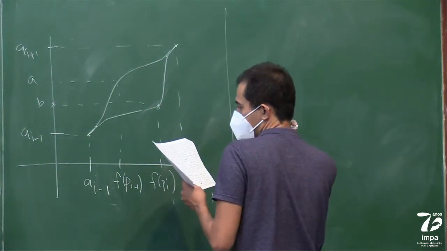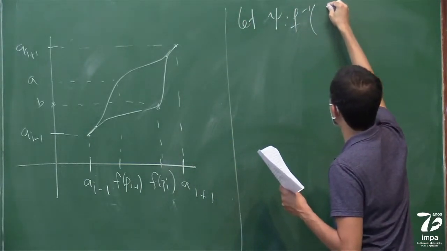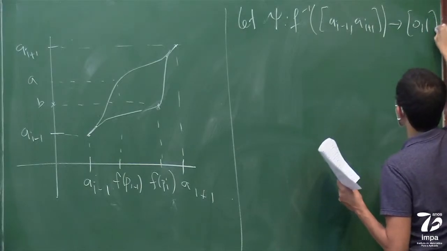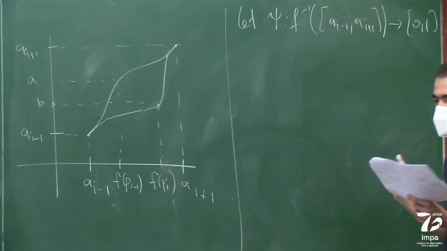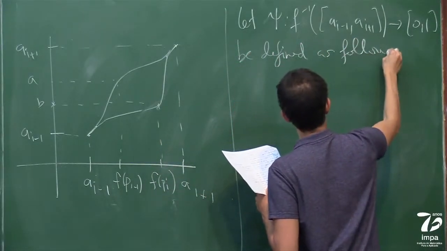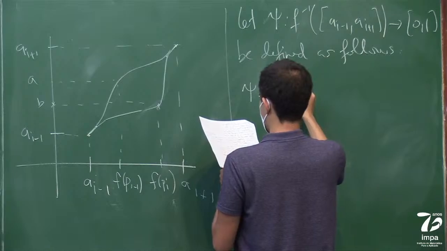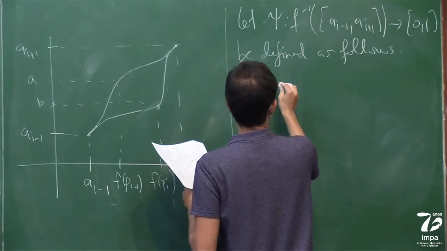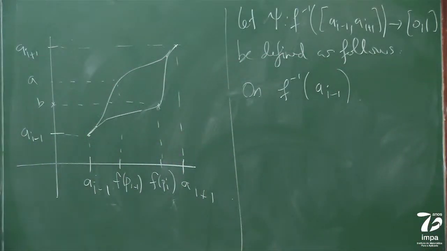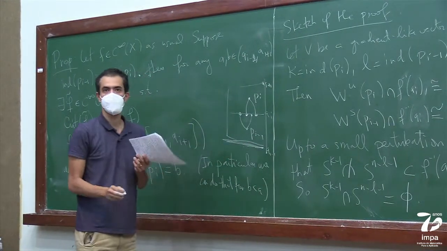So now, I'm going to let phi go from this f inverse of a_{i-1}, a_{i+1}. I'm going to define a bump function wisely. So how will I define this? Let this be defined as follows. First, I'm going to define it on the pre-image of a_{i-1}. So I want to define a bump function on this whole thing here. But first I'll define it just on this slice here. So in the following way.